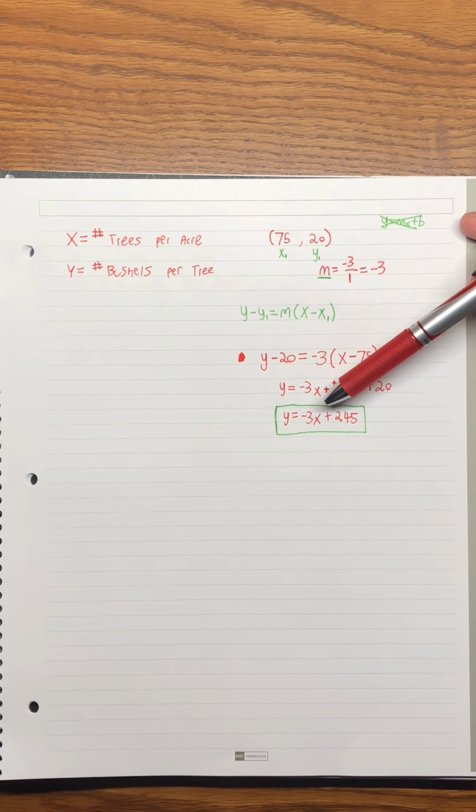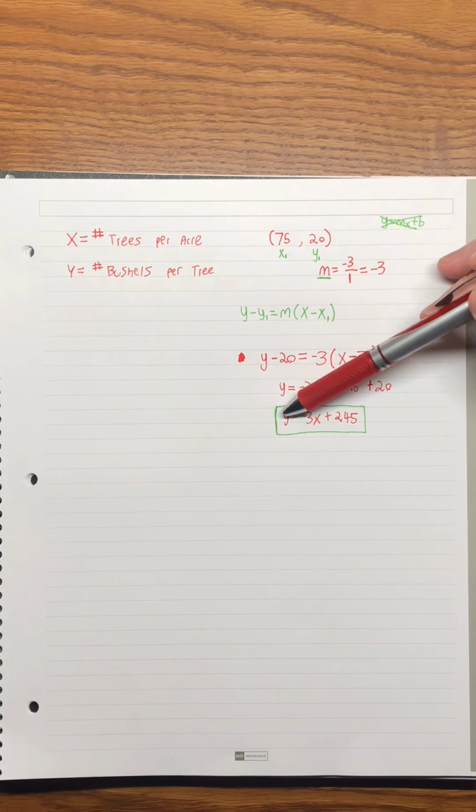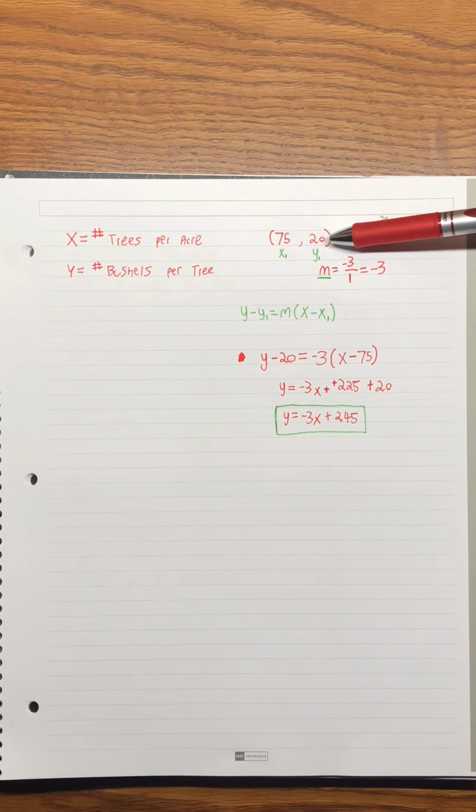75 times -3 is going to equal negative 225. Negative 225 plus 245 is going to equal 20. All right, 20 right here.